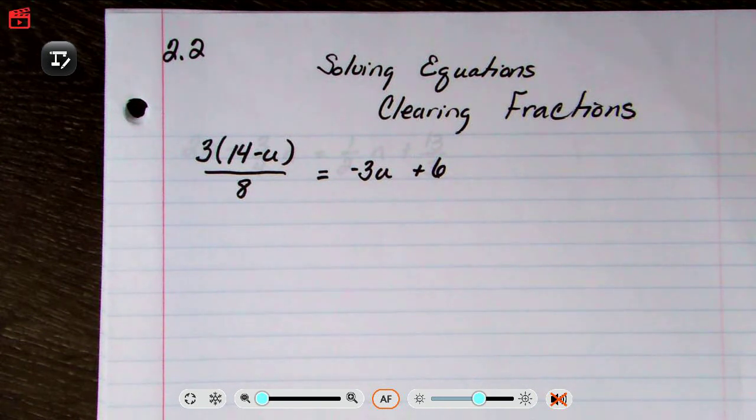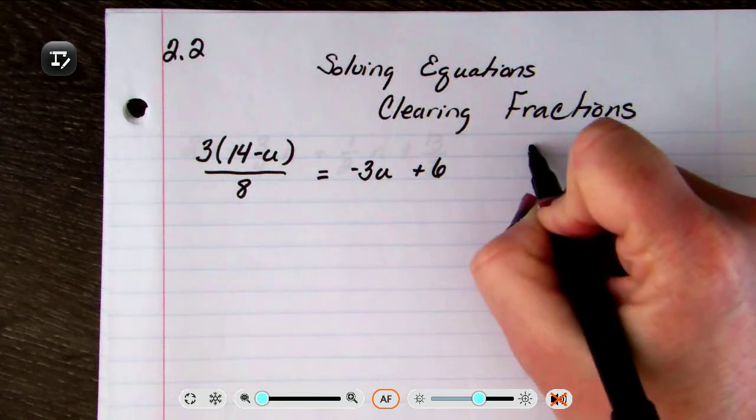I'm going to be solving some equations, and the technique we're going to see in this video is how to clear those fractions. A lot of times when we see equations that have fractions in them, we freak out a little bit and we get a little bit nervous because we don't like fractions. They make things look messier than we want them to. So what we're going to do is use a technique by multiplying by a number on both sides that's going to get rid of or clear those fractions.